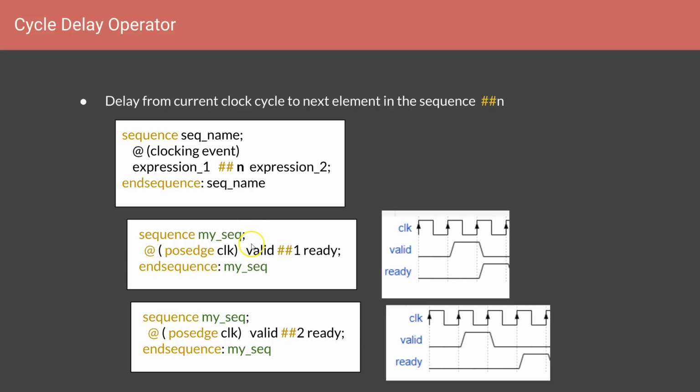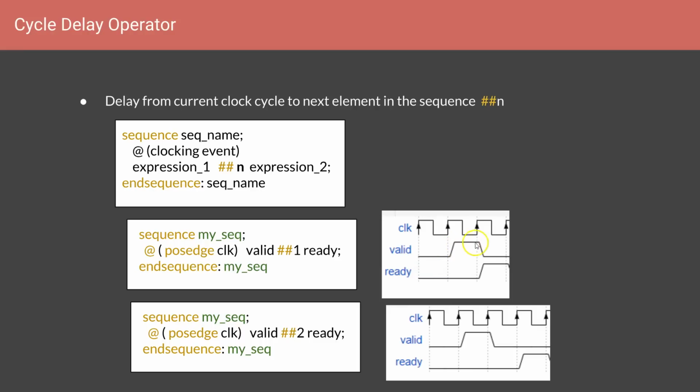Now here is an example. I've defined a sequence with the clocking event as the positive edge of clock, the first expression is valid and the second expression is ready, and they are separated by a cycle delay operator, which is ##1. So it means after valid is true, the next expression, ready, should be true after one clock cycle from this point. This is the waveform diagram.